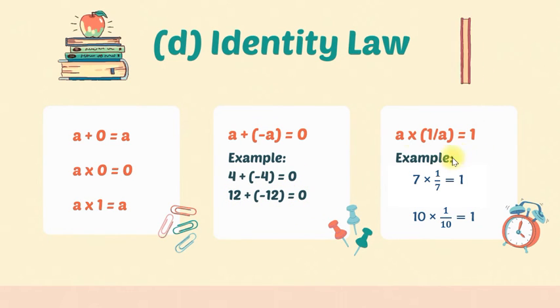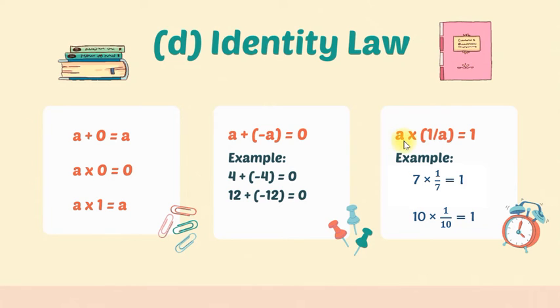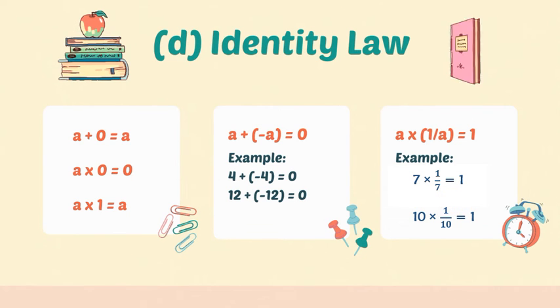Another identity law is A times 1 over A equals 1. For example, if you have the number 7 times 1 over 7, the same number, it will become 1. And then another example is 10 times 1 over 10, the same number. You can cancel this number, so you will get 1. This is the identity law.